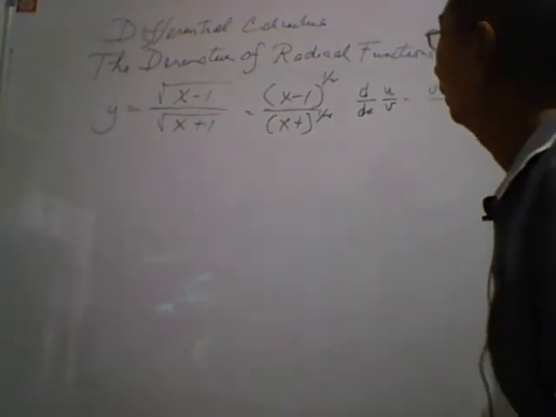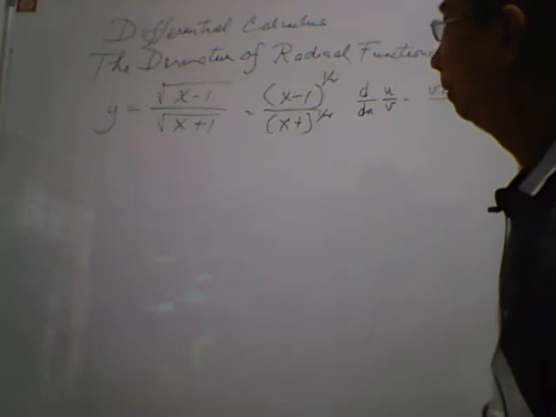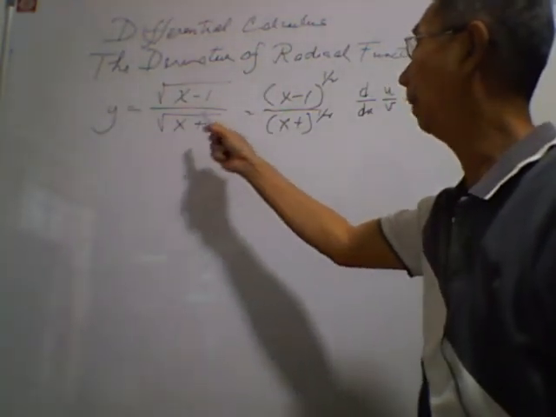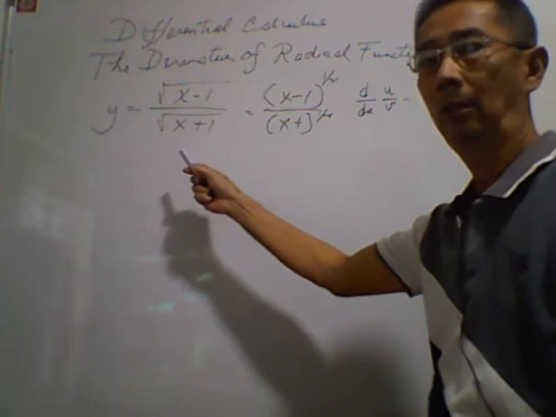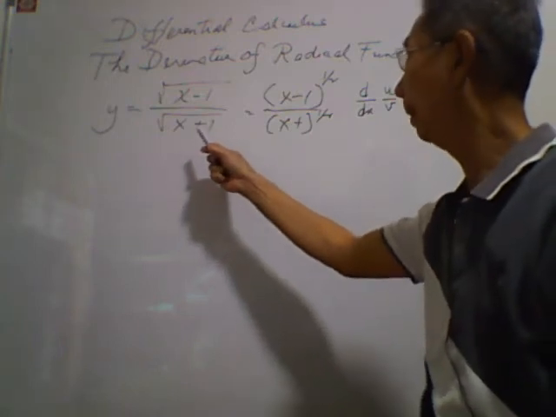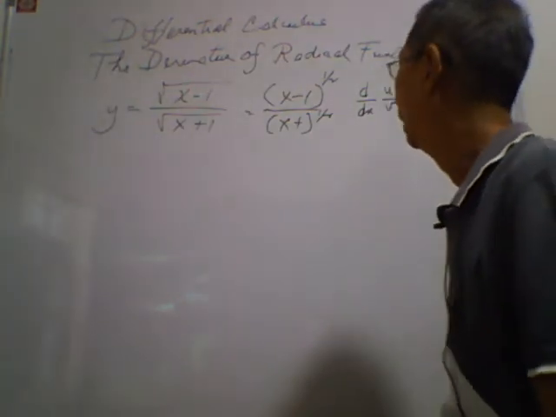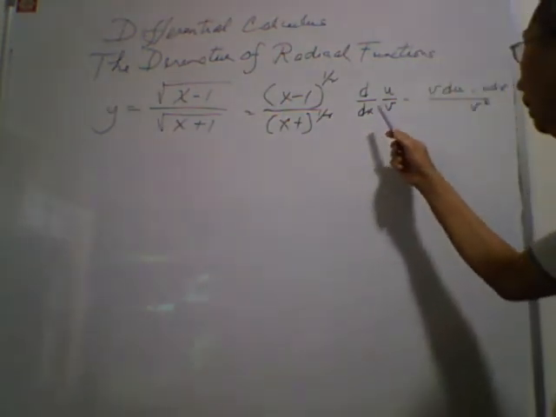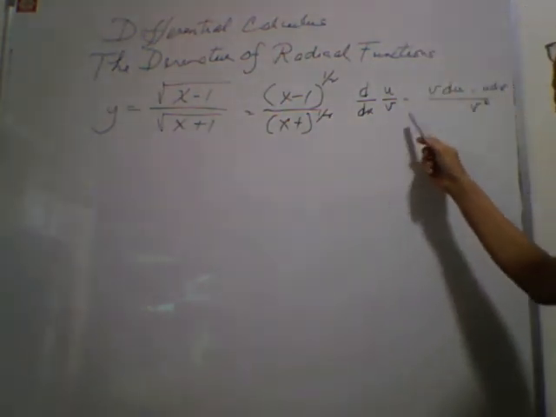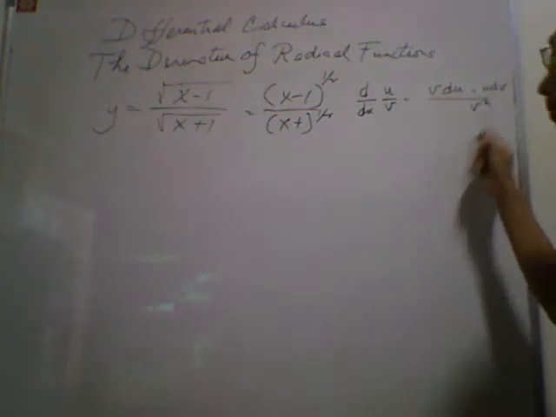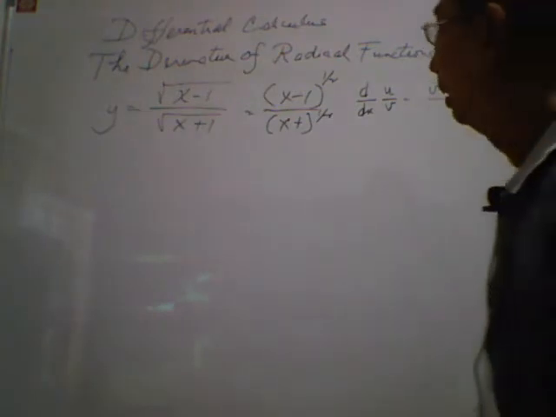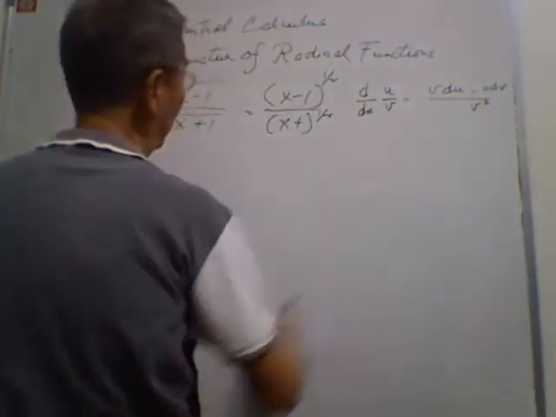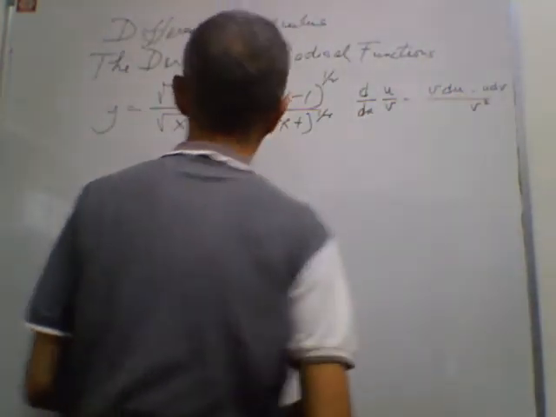And for differential calculus, we have the sample problem here. y is equal to square root of x minus 1 over square root of x plus 1. And we're going to use the formula: the derivative of u over v is equal to v du minus u dv over v squared. So, of course, this is over dx.